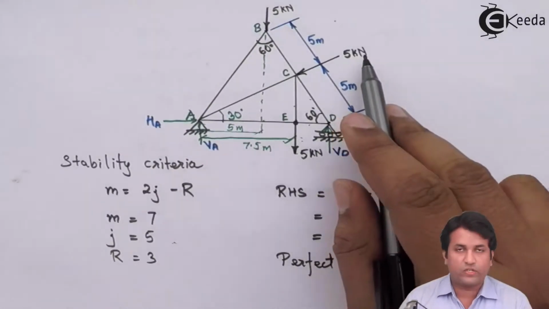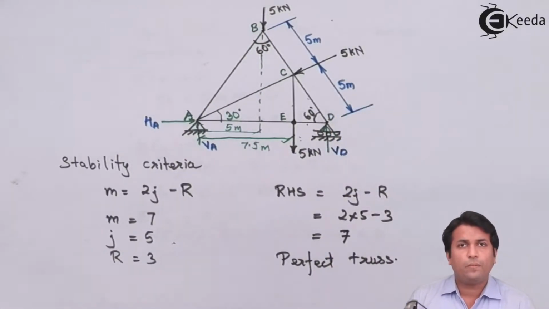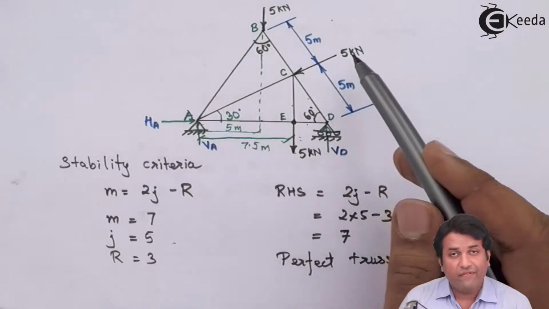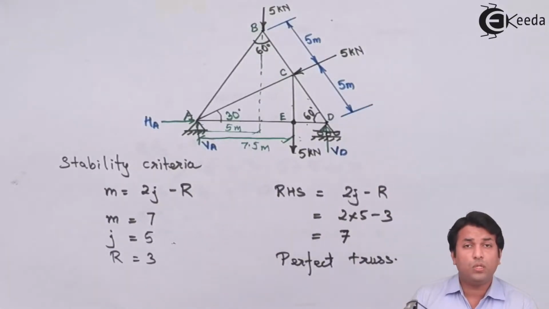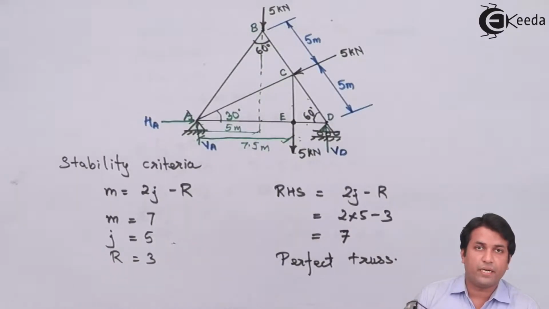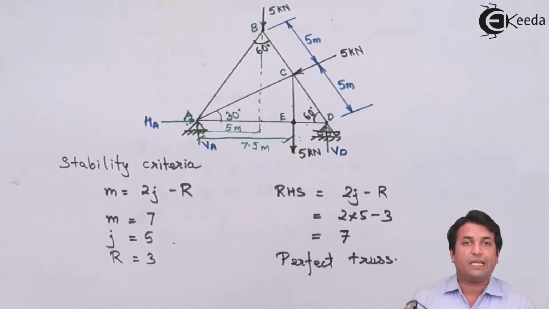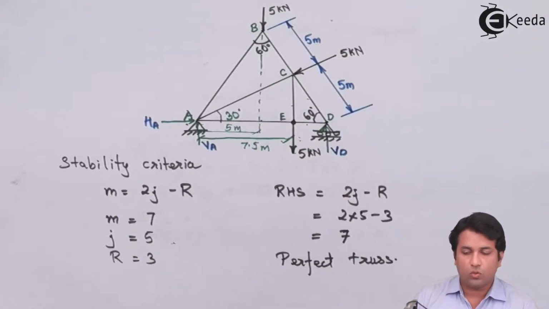Now, what about this force, 5 kilonewton force? Why I'm not taking that force into consideration while taking the moment? The reason for that is, you'll know that whenever a force is passing through the moment center, that force is going to create a zero moment. So since this force is passing through the moment center, that is A, the moment of that force becomes zero.